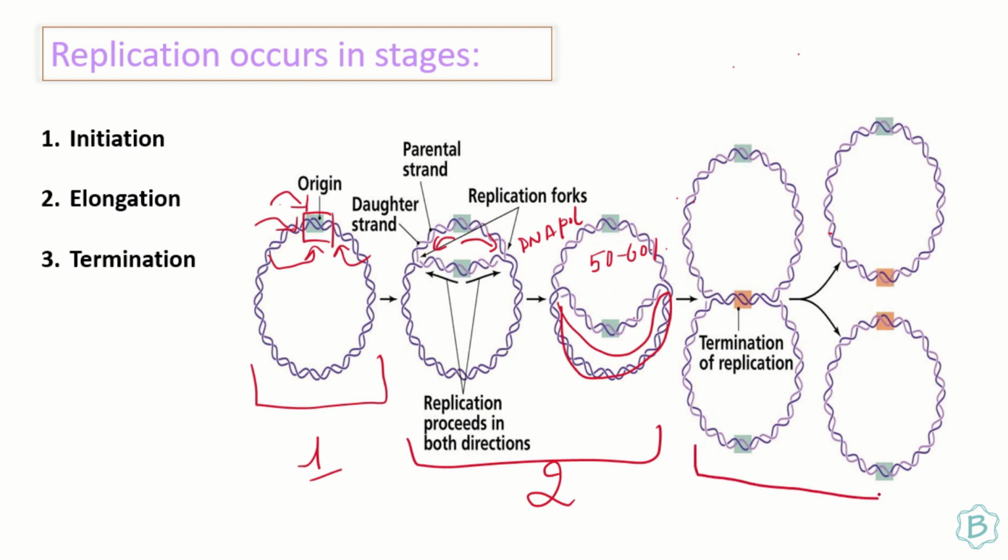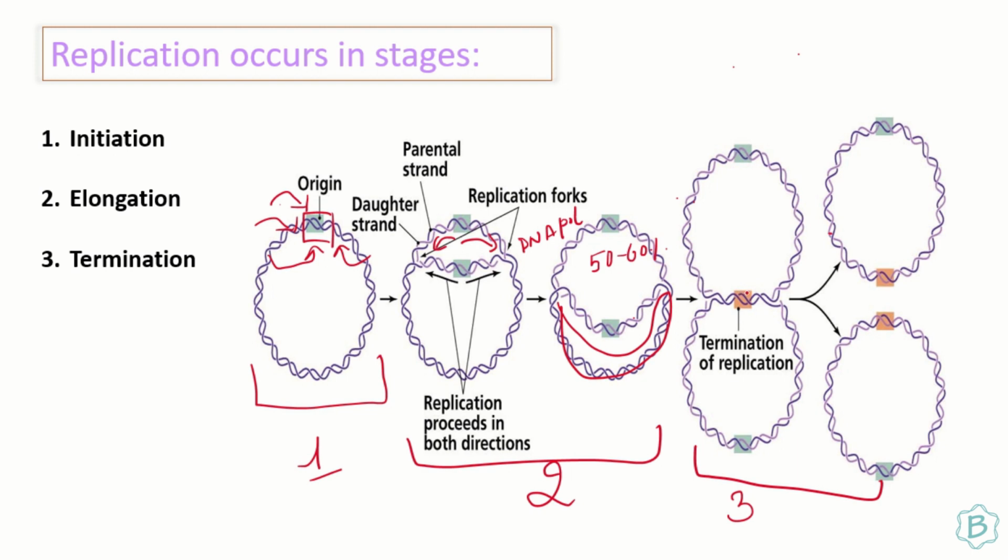The last stage of replication is the termination stage. Here the replication has to be stopped now. It cannot be continued for a longer time, because now the purpose of the cell is to have duplicated the DNA so that it can produce two daughter cells.